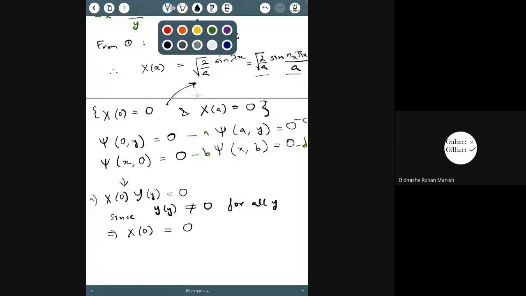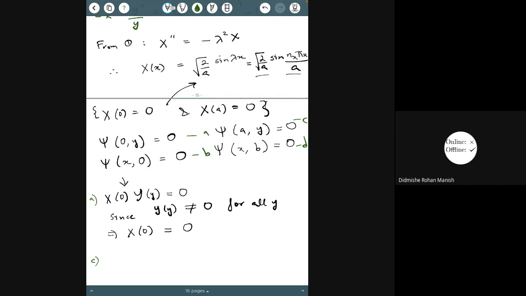Similarly, if I am looking at... One question. Yeah, ma'am, why should we get root 2 by a multiplied by the x part? Since we had gotten that from the normalization condition, which was for the entire wave function, not just for x. So that condition should be for x and y both together. Why are we getting root 2 by a in the x part?